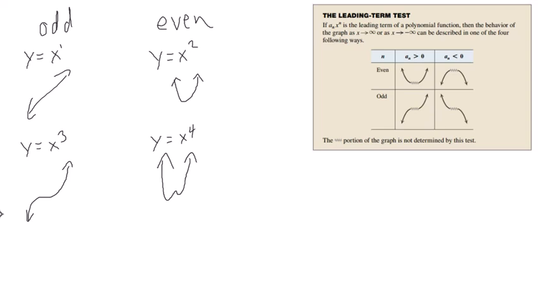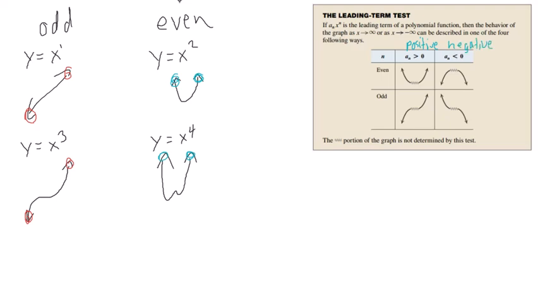If you notice with all of these odd functions, we are starting in the lower left side and ending in the upper right side. For the even functions, we're starting up here and we're ending up here. This is true for all odd functions, and this is true for all even functions. Now, if you look at our chart over here, it says when a is greater than 0, that basically just means a is positive. Or when a is less than 0, it means our leading coefficient is negative.